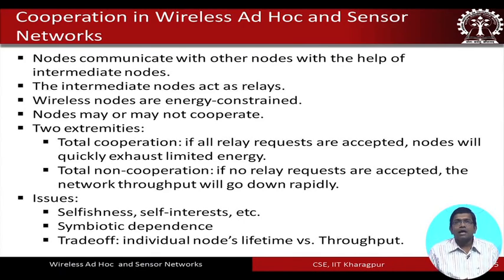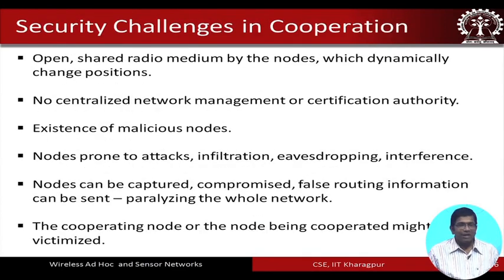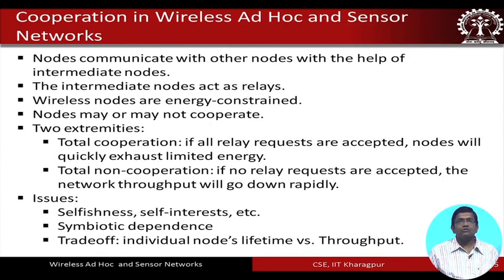These sensor networks, like the ad hoc networks, have specific requirements in terms of cooperation of the intermediate nodes with the source and the destination nodes. The reason is that these are also multi-hop networks. Like the ad hoc networks, the sensor networks are multi-hop, and because of that, the intermediate nodes would have to cooperate. But at the same time, these intermediate nodes are very much energy constrained, so they have a tendency not to cooperate. So, there are two extremities.